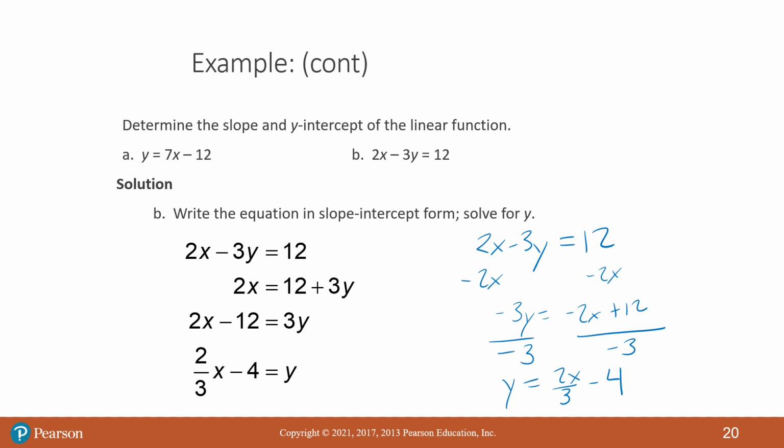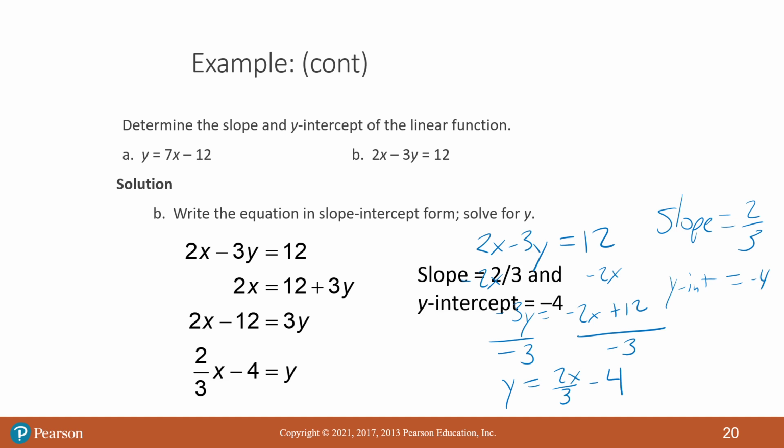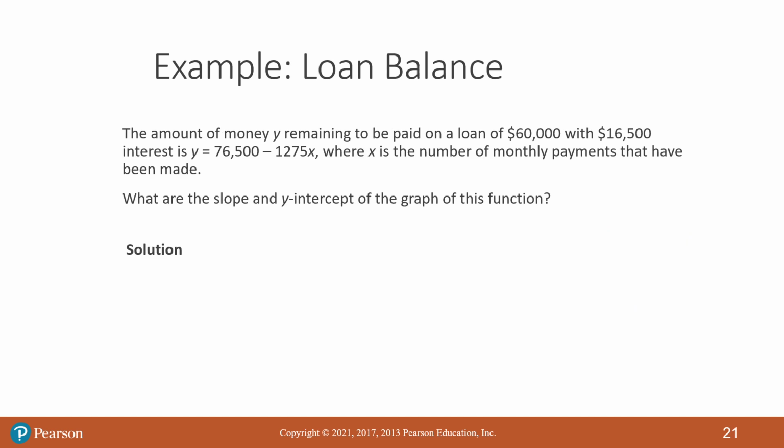Alright, still have to identify what the slope and the y-intercept is. The slope in this one, once you get it in the slope-intercept form, is 2/3. The y-intercept should be the negative 4, and you do have to keep the sign with it. Okay, that's why it's negative 4, not just 4.